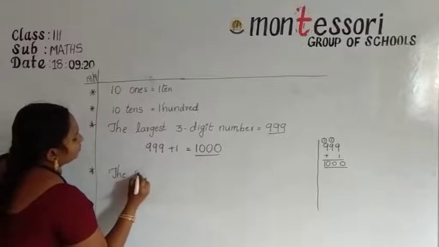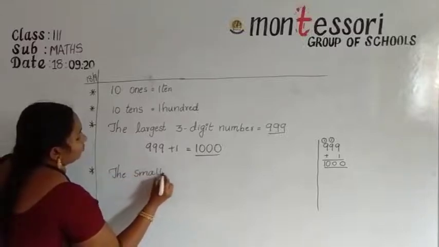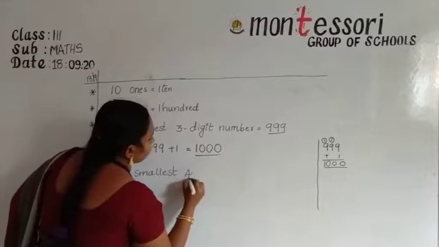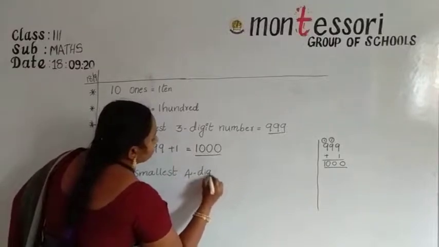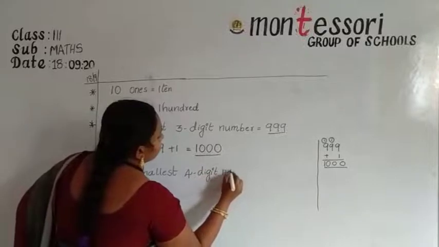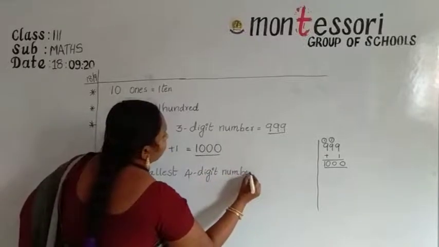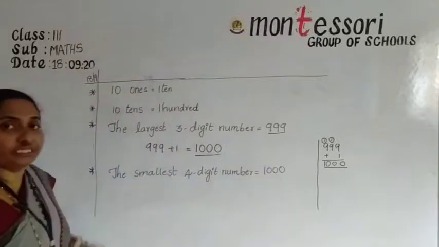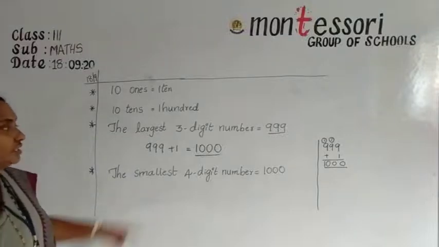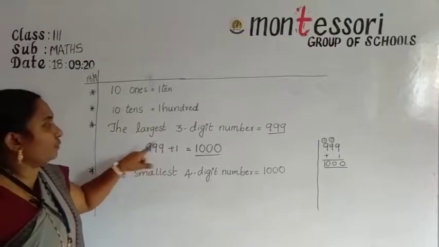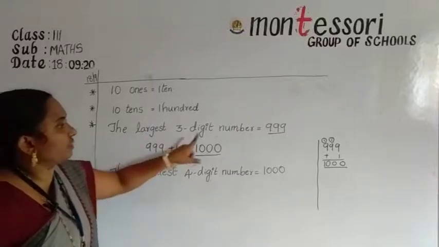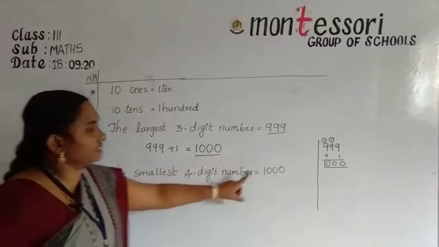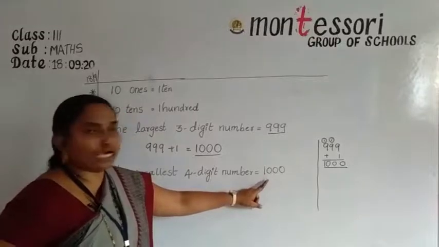Okay. So now 1000 is the smallest 4-digit number. The smallest 4-digit number is 1000. Understood? So when we add 1 to the largest 3-digit number, we get the smallest 4-digit number, that is 1000. Write it down in your classwork, all of you.